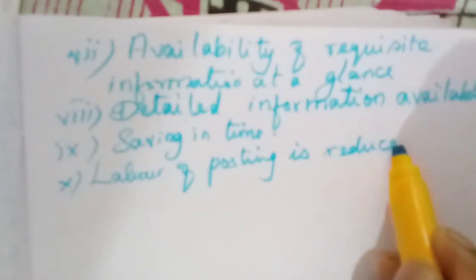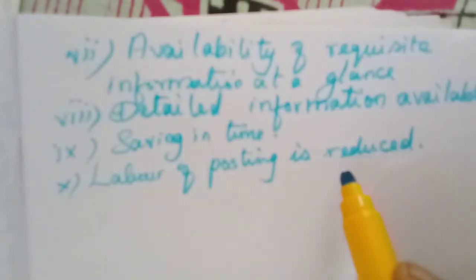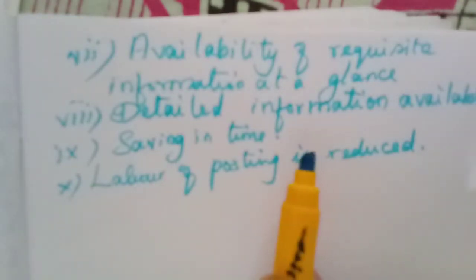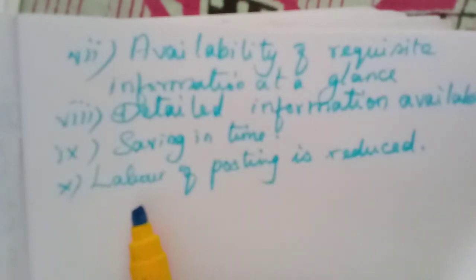Here, posting. For example, many purchases will be there. Preparation of journal entries is the first waste of time. Then again we need to post each and every transaction, each and every journal entry in the ledger account. There also we need to post each and every journal entry.